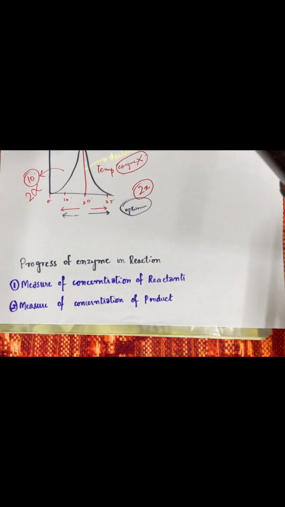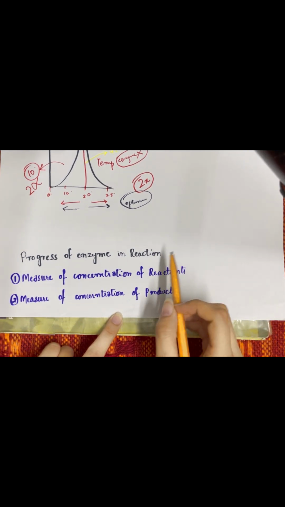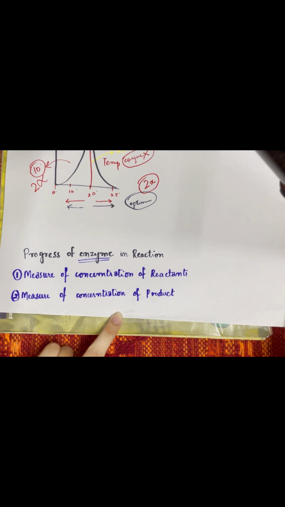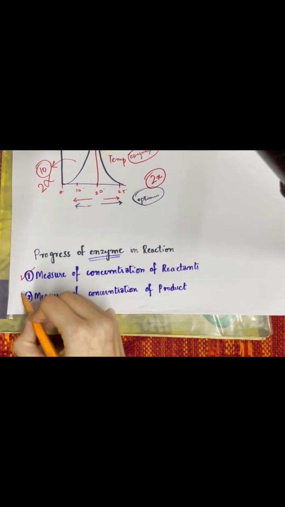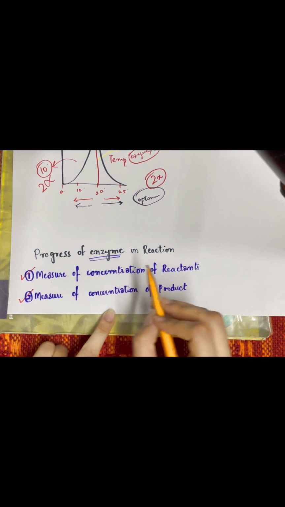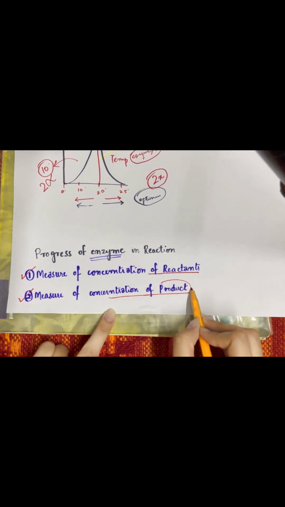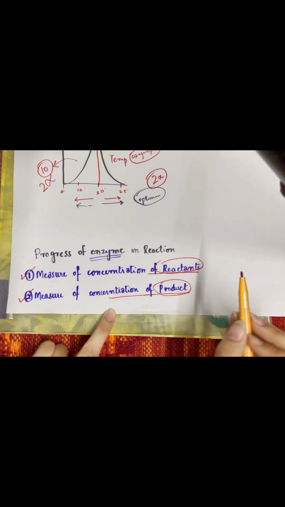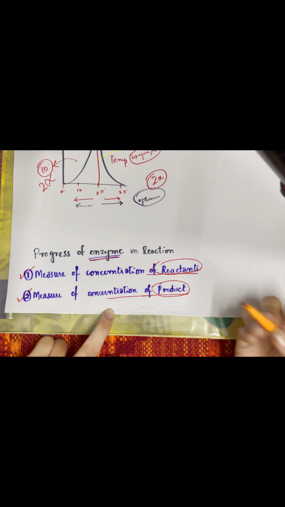Next thing that we are going to discuss is the progress of an enzyme in a reaction. How can we determine the progress of an enzyme in a reaction? We can describe this with the help of two steps: either we can measure the concentration of a reactant or we can measure the concentration of a product. With the help of these two, we can determine whether the enzyme is working very efficiently or not.